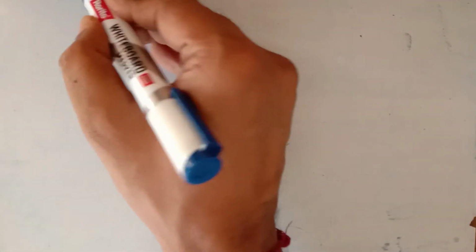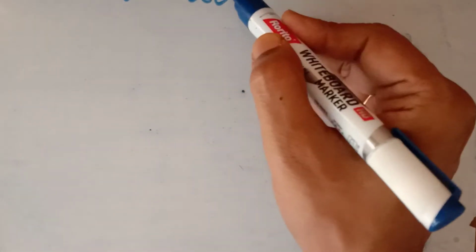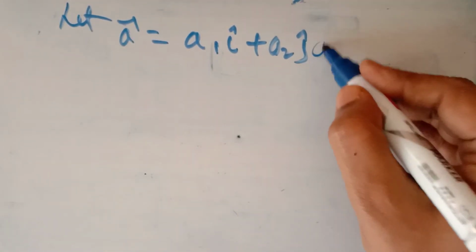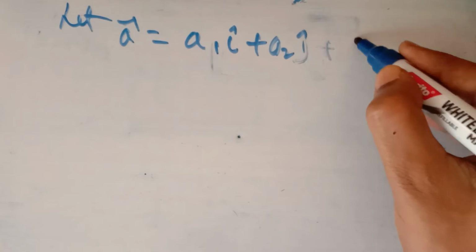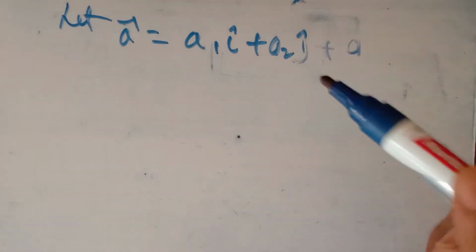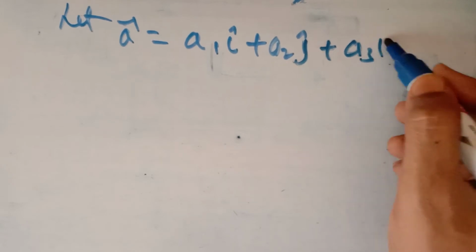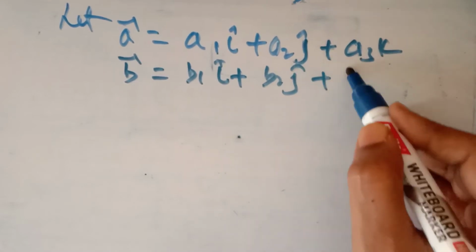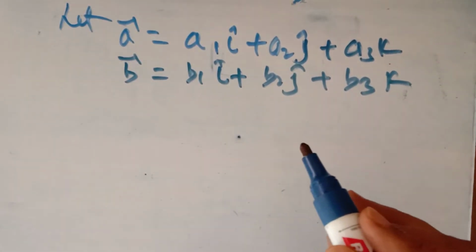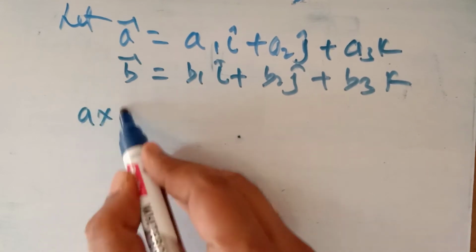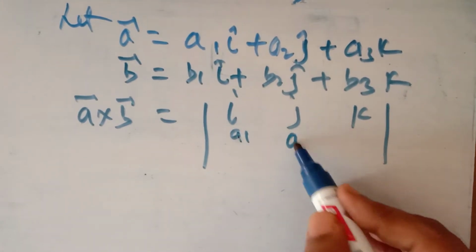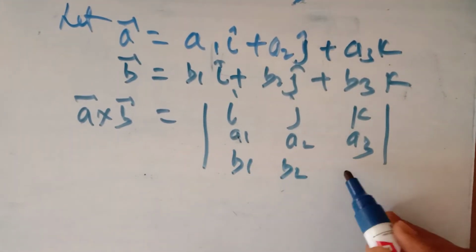Now let us say we have a vector A equal to a1 i plus a2 j plus a3 k, and vector B equal to b1 i plus b2 j plus b3 k. And you have to find the vector product of these two, you use the determinant with rows i, j, k, a1, a2, a3, b1, b2, b3.